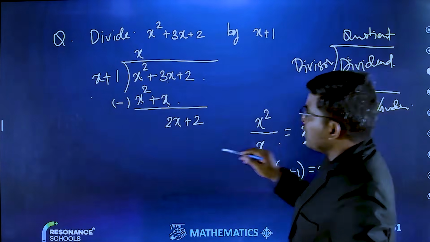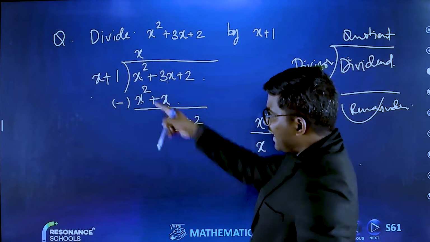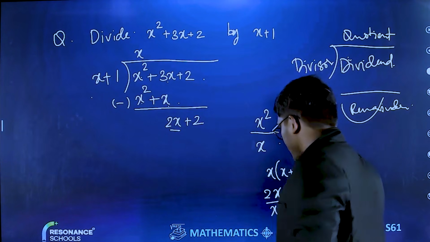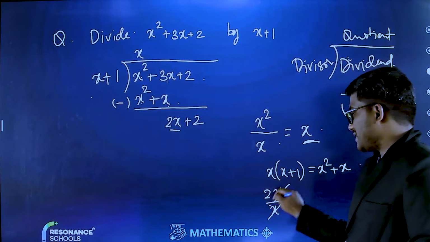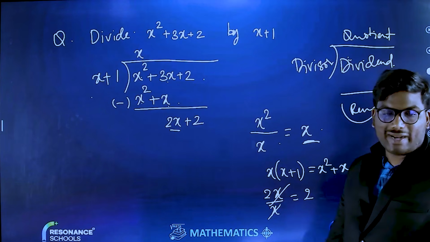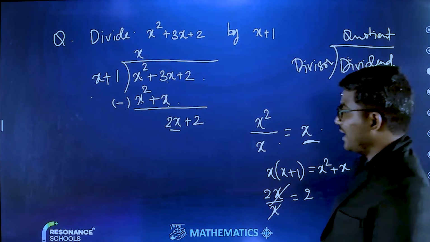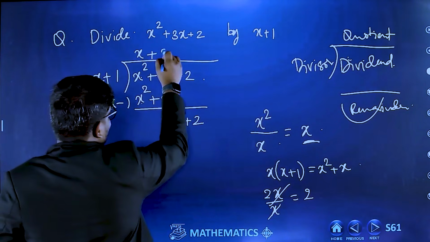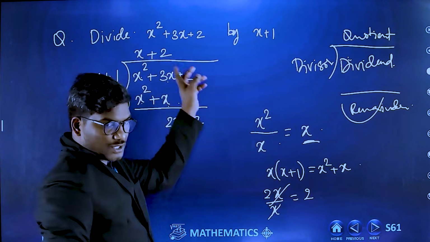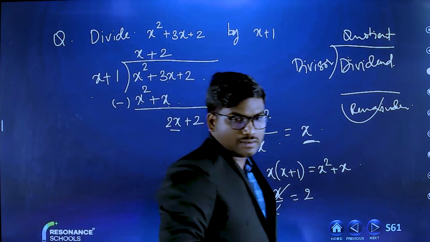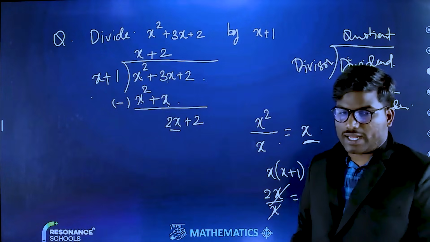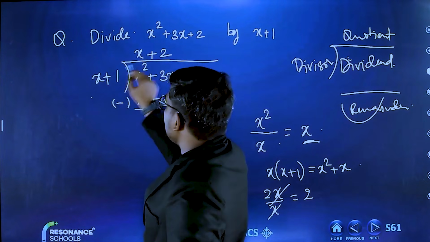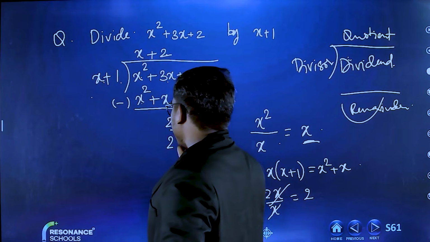Now 2x is here and there is an x. So 2x by x, if x gets cancelled, will be 2, which is why 2 times x plus 1. So we will write a 2 here, we'll add a 2, x plus 2, and 2 times x plus 1 is 2x plus 2.